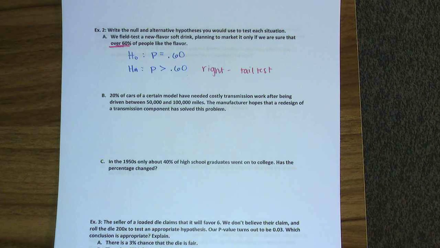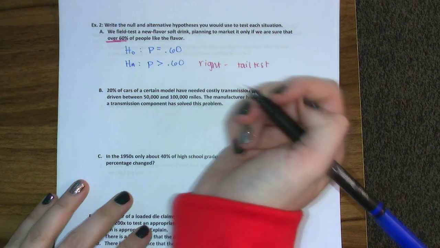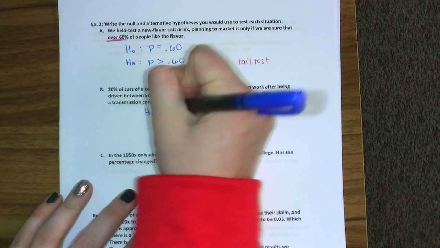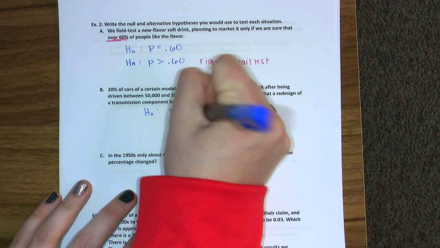All right, so for the next one then, 20% of cars of a certain model have needed costly transmission work after being driven between 50,000 and 100,000 miles. The manufacturer hopes that a redesign of a transmission component has solved this problem. Well, to start out with, we always know our null is what's given to us. So our H sub 0 is p is equal to 0.20.